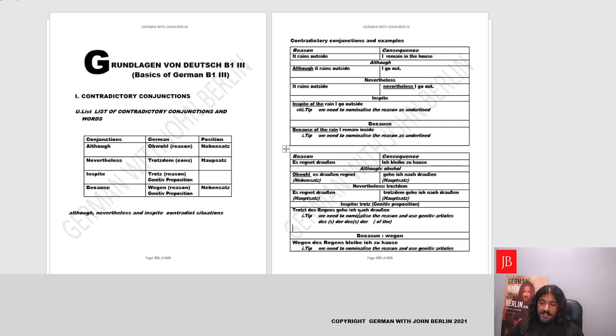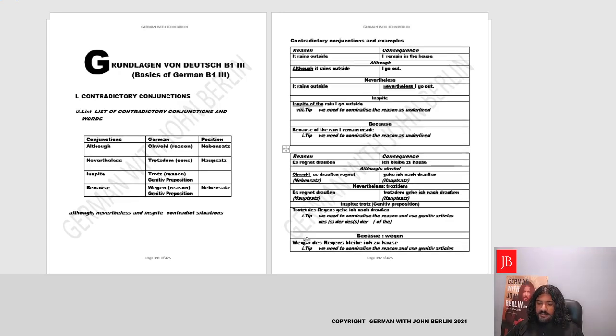So basically we made just one sentence and we made a noun of the sentence in which we were using in spite. Yes, we made regnet into Regen. To rain is regnet and Regen is simply rain. In spite of the rain, I go outside, trotz des Regens gehe ich nach draußen.